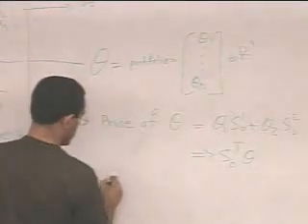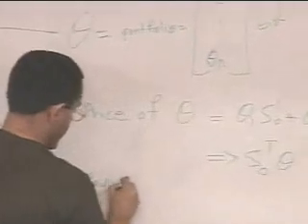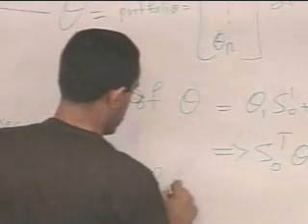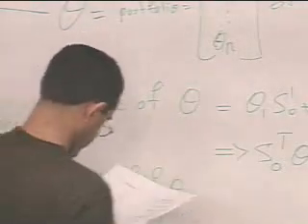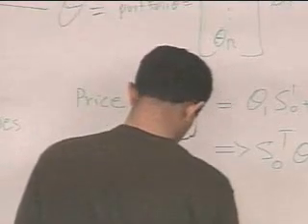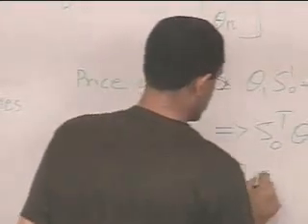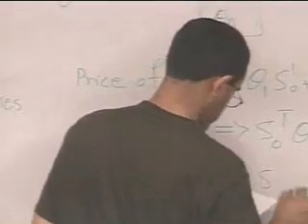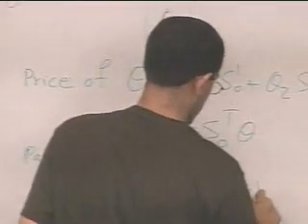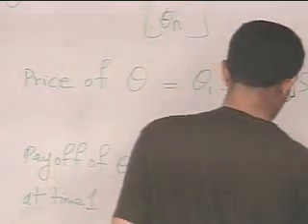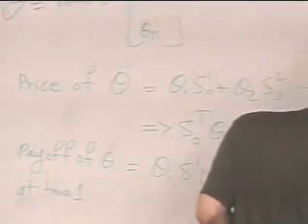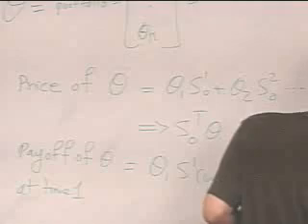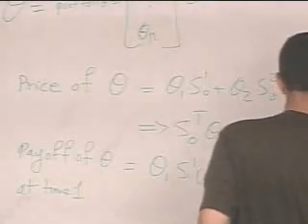So the payoff of theta at time 1 would be theta 1 S1 omega 1 plus theta 2 S2 omega 1 plus theta n Sn omega 1. Okay, let's see what this one is saying.